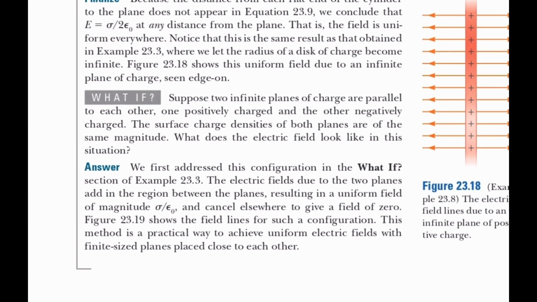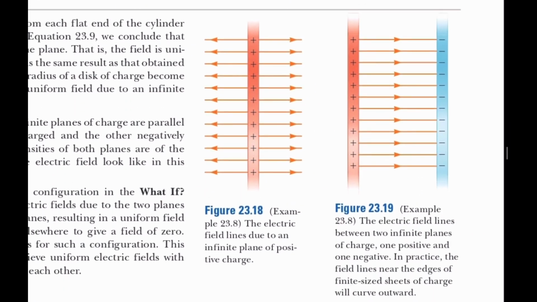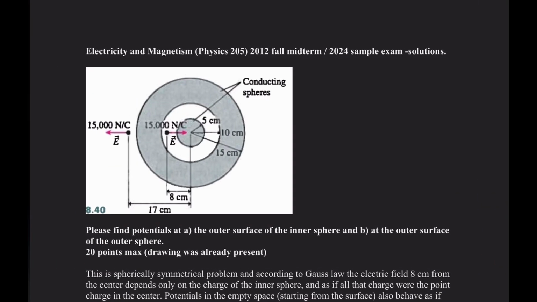Here is the answer. We first addressed this configuration in the what if section of example 23.3. The electric fields due to the 2 planes add in the region between the planes, resulting in a uniform field of magnitude sigma over epsilon naught. And they cancel everywhere else outside of the 2 plates to give a field of 0. Figure 23.19 shows the field lines for such a configuration. This method is a practical way to achieve uniform electric fields with finite-sized planes placed next to each other. So this is exactly what those 2 final equations tell you here.